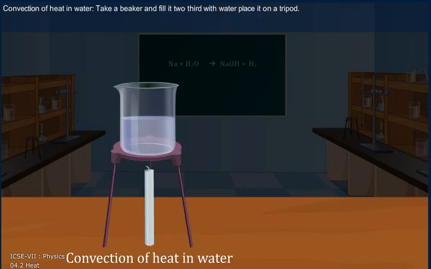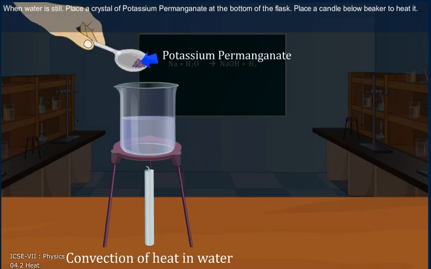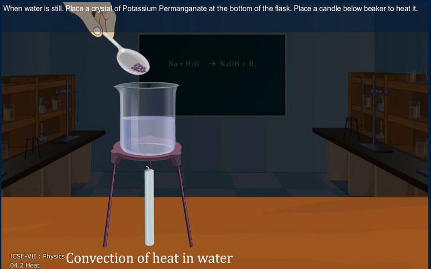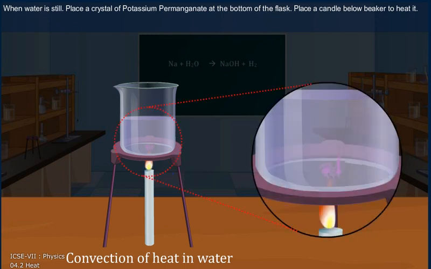Convection of heat in water. Take a beaker and fill it 2/3 with water. Place it on a tripod. When water is still, place a crystal of potassium permanganate at the bottom of the flask. Place a candle below the beaker to heat it.